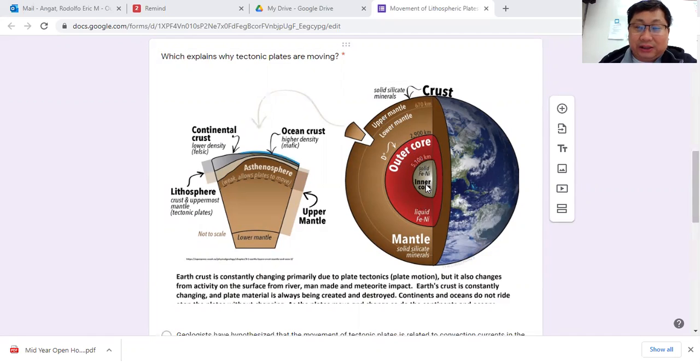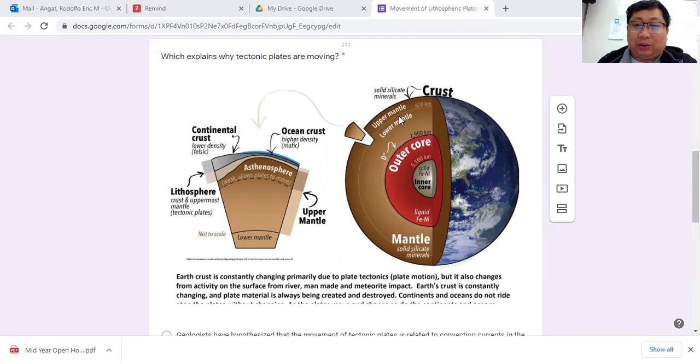So even though this area here, the inner core, is the hottest, it remains solid because of all the pressure that prevents it from melting. Now, this one here, the outer core, is liquid, and the swirling metal in this outer core is the one that gives our planet its magnetic field. Remember in our last lesson, the magnetic field protects us from the radiation from space.